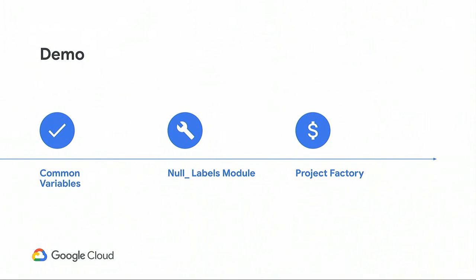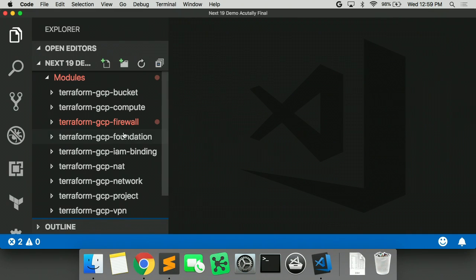So, we want to do a little demo here, and what we're going to do is talk about how to create the common variables. We're going to go into a null label module, and then show the project factory module as well. And Ramsey is going to help out and take us to the source code.